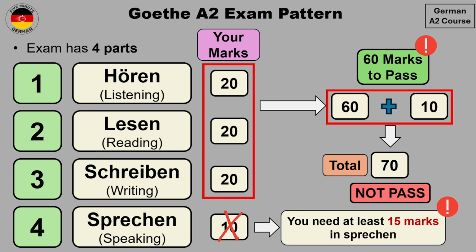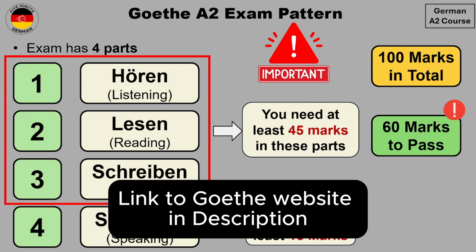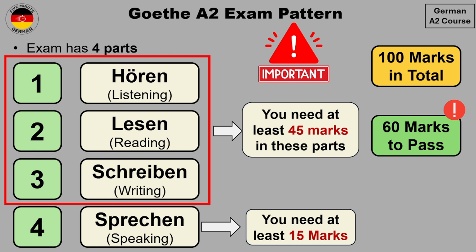So this is what was mentioned on the Goethe website, that you need at least 45 marks in total in the Hören, Lesen, and Schreiben sections, which is the written examination, and you need at least 15 marks in the Sprechen part in order to pass. So I hope that now it is clear for you how the marking in the A2 exam is done. And this is a little different from A1, where you just need 60 marks in total to pass. I will also put the link of the Goethe website where they have information about the marks which we just saw, and you can go and take a look at it yourself as well.